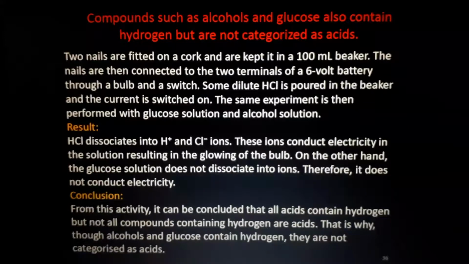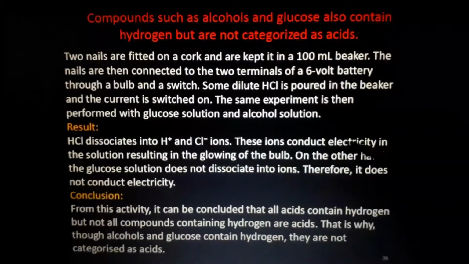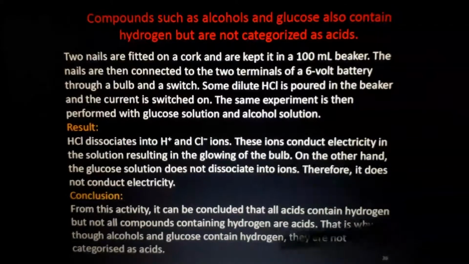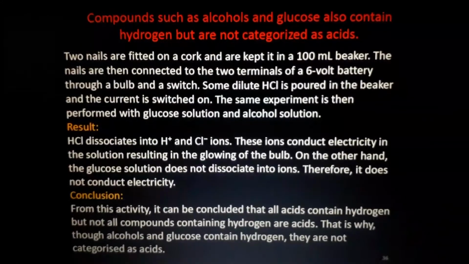This is the definition of that one. Already we discussed that. Result: HCl dissociates into H plus and Cl minus ions. These ions conduct electricity in the solution, resulting in the glowing of the bulb. This is the answer you must give for that question. Understand? Anyway, I will give you the notes. I think it is in the textbook solutions also. I will give that as notes.